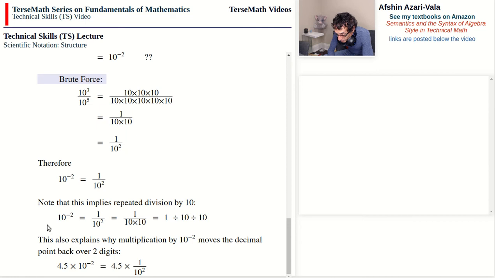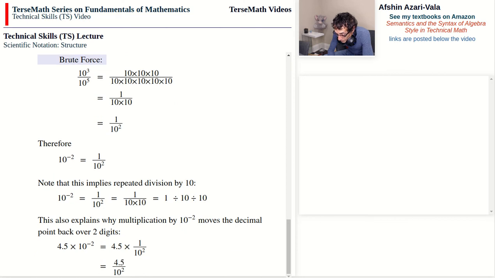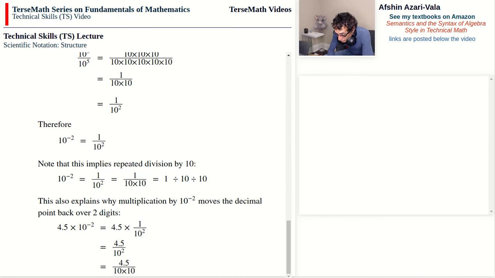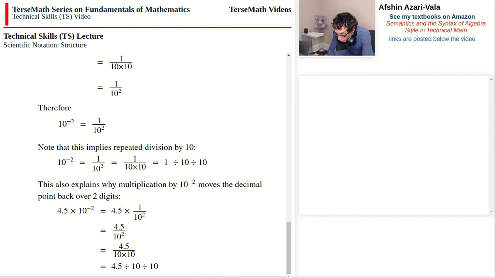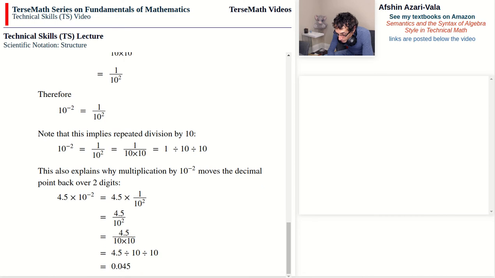Here's an example of that. 4.5 times 10 to the power of negative 2 is the same as 4.5 times 1 over 10 to the power of positive 2. And we can finish the multiplication and write down 4.5 over 10 to the power of 2, which is 4.5 over 10 times 10. And that's 4.5 divide by 10, divide by 10. The decimal point moves back over 2 digits, and we get 0.05.